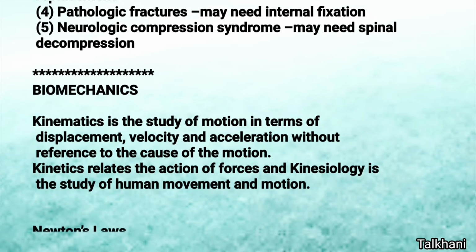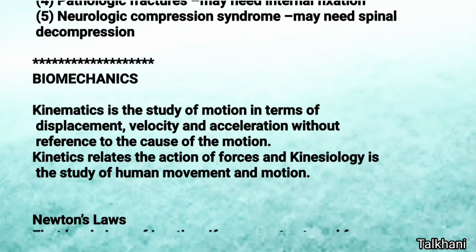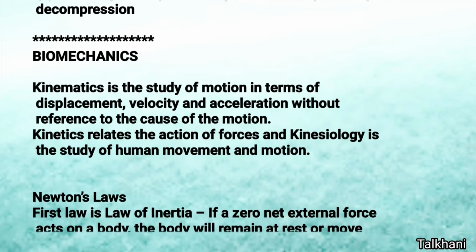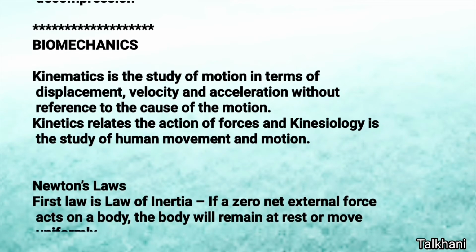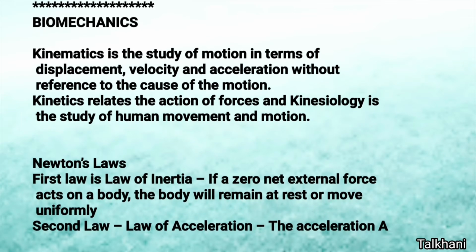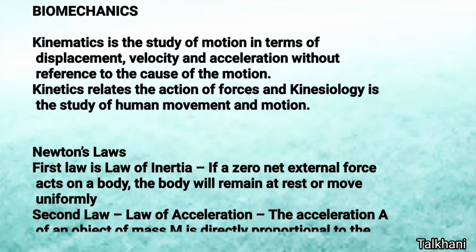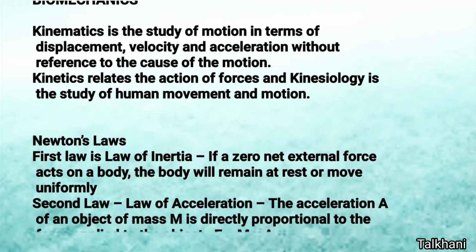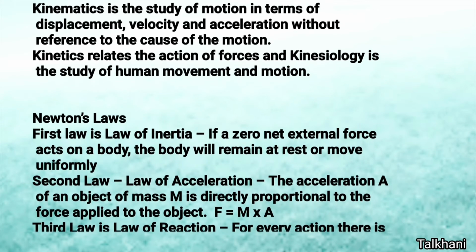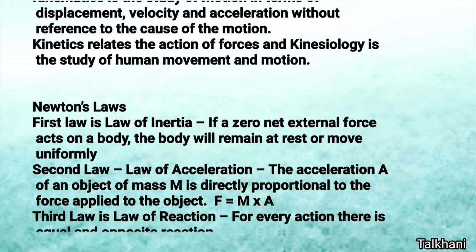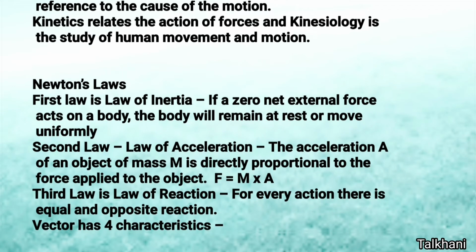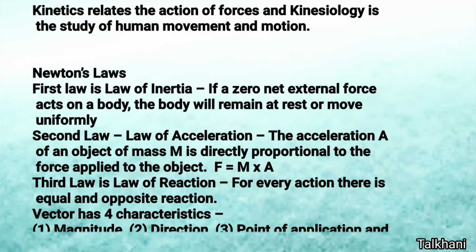Vector has 4 characteristics: magnitude, direction, point of application, and line of action. Rotational effect of a force on a body about a fulcrum is moment. Work is force multiplied by distance. Energy is the ability to perform work, which can be potential energy, otherwise called stored energy, or kinetic energy, which is energy due to motion. So energy can be potential energy or kinetic energy.